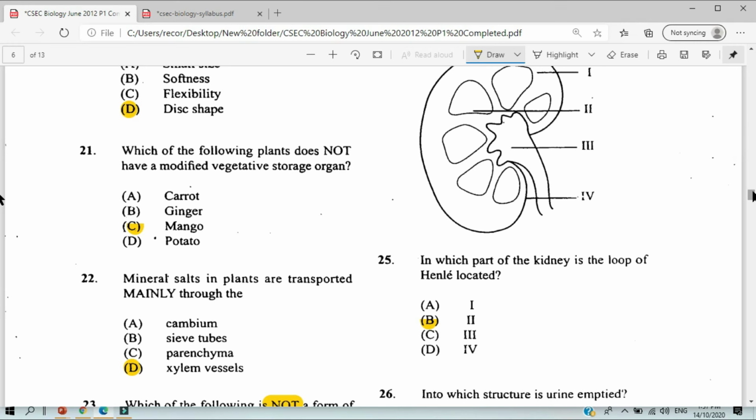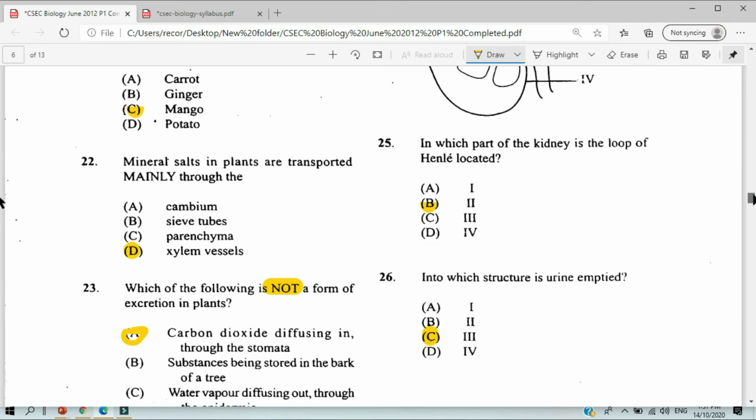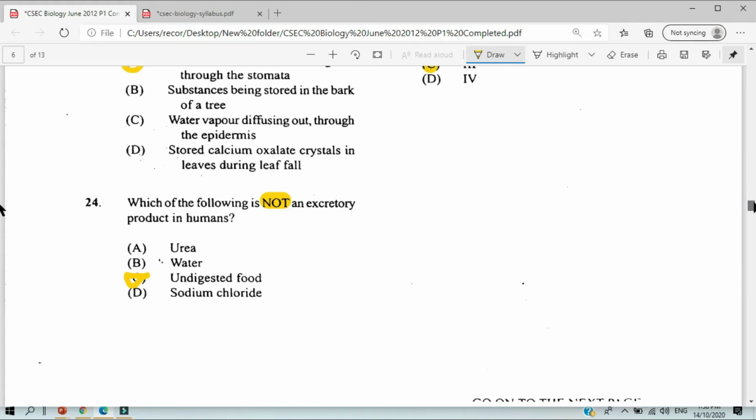Question 22, mineral salts in plants are transported mainly through the xylem vessel. So we do agree on D. Let's move on down. Now question number 23, which of the following is not a form of excretion in plants? Carbon dioxide diffusing in through the stomata. So you understand that this is not excretion, the carbon dioxide getting in there to enable the process of photosynthesis.